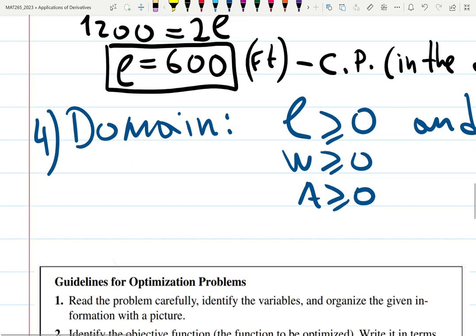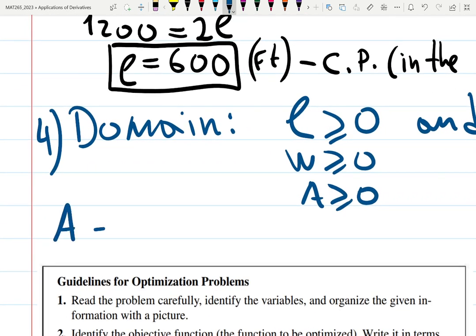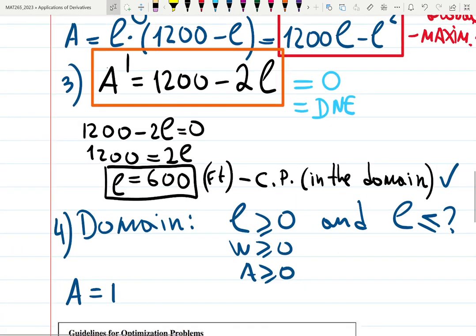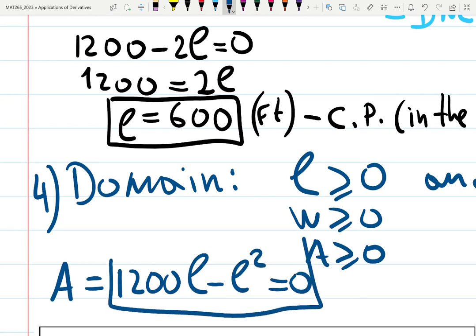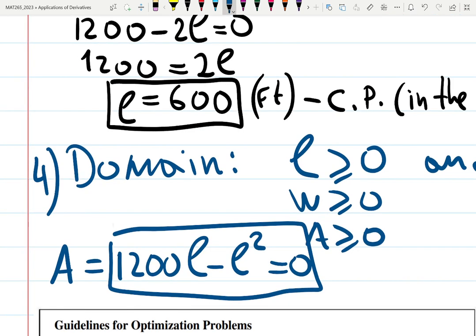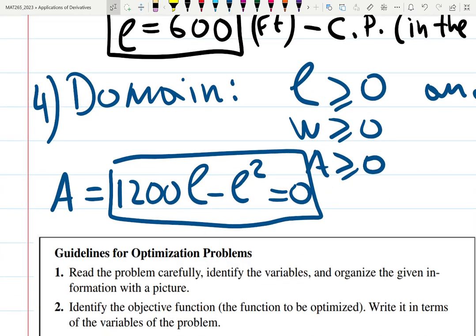So like I mentioned before, it's a very good idea to find when A is 0. I'm just going to write it down. It's going to be 1200L minus L squared equals 0. Solve this, it's a quadratic function. If you factor L out, one solution is L equals 0 and another one is 1200. So L should be less than or equal to 1200.